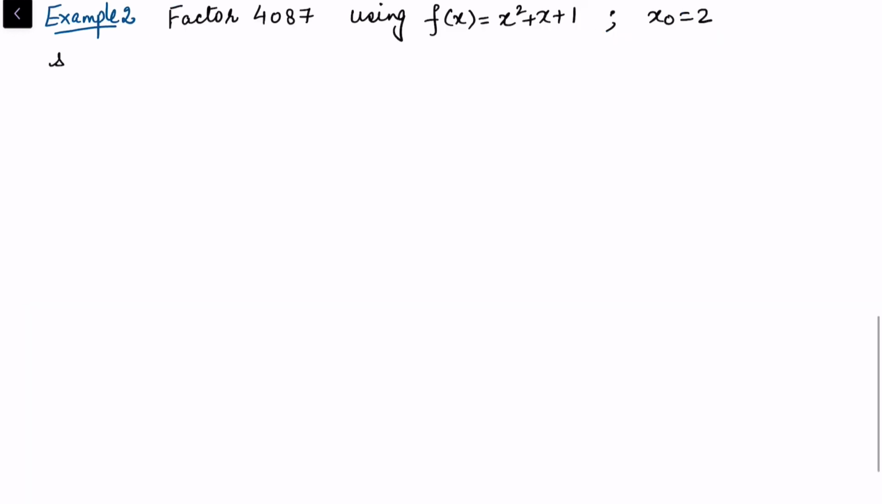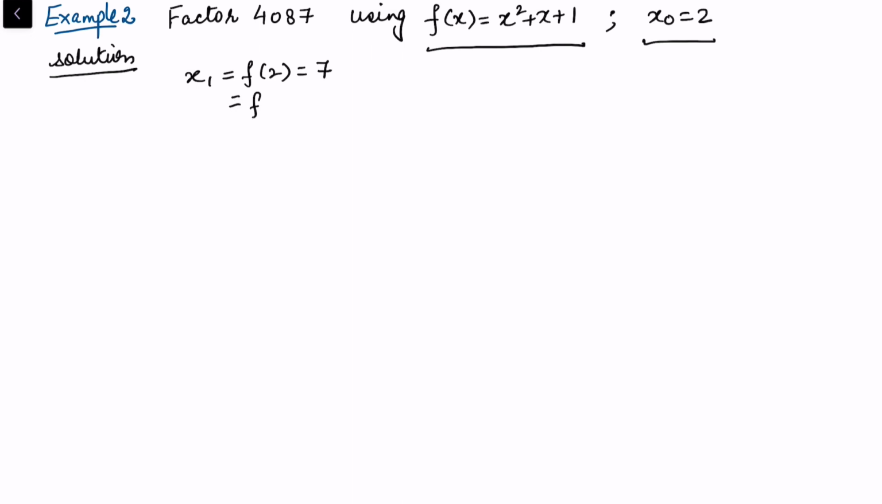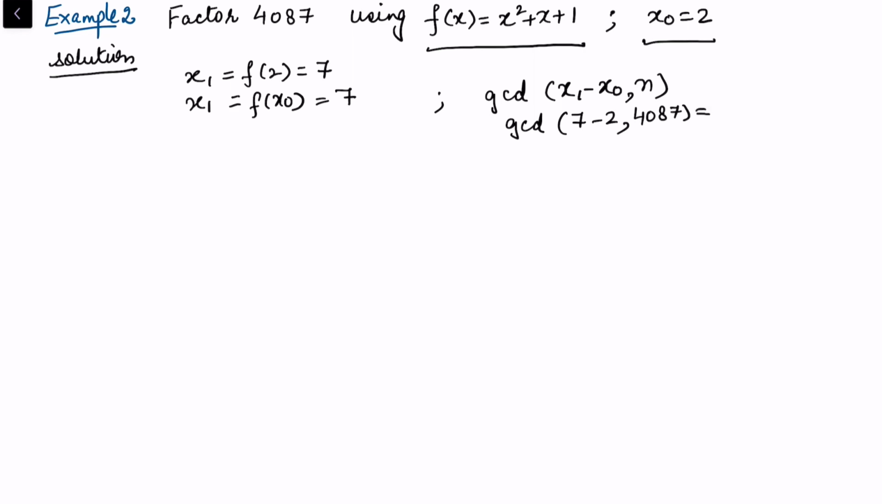Now in this example, we want to factor the integer 4087 using the polynomial f of x equal to this and the seed x naught equal to 2. So we calculate x1 which is equal to f of 2, and we know that this will come out 7. So simply substituting this value as f of x naught, this is the x1 I've used and I get this as 7. So we can calculate now the GCD of x1 minus x naught comma n. That will give me the GCD of 7 minus 2 with 4087, which is equal to 1.